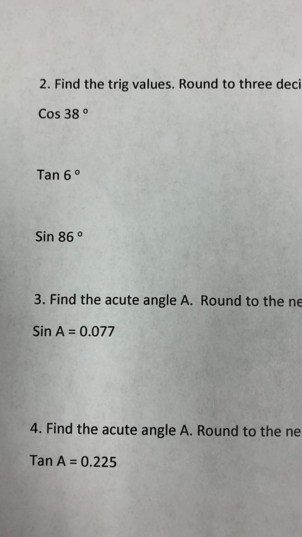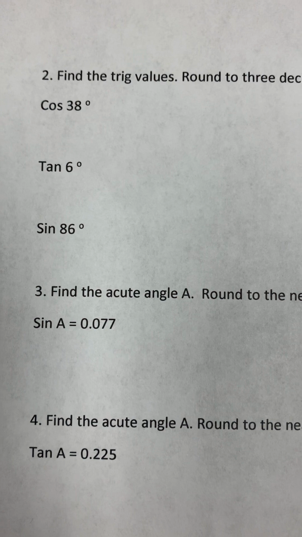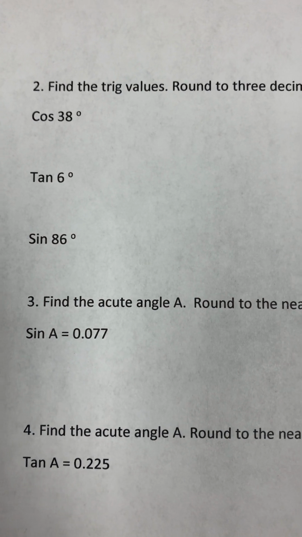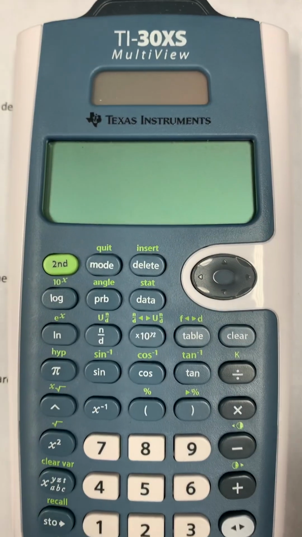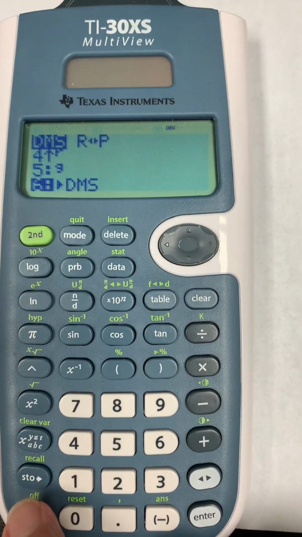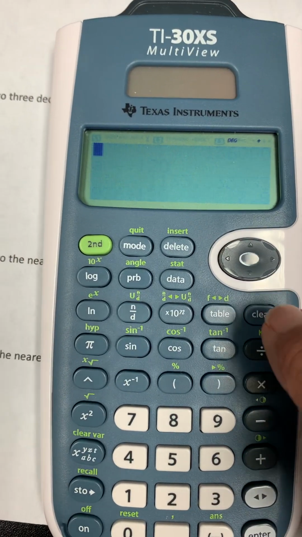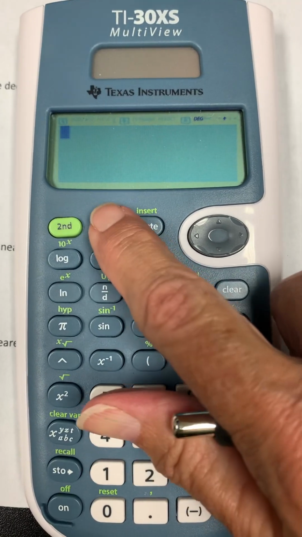Okay, in this section, I'm going to show you a little bit about using your calculator. So first of all, finding trig values. Here's a TI-30 calculator, and the first thing you want to do, let me just clear this out to start with, is check your mode.